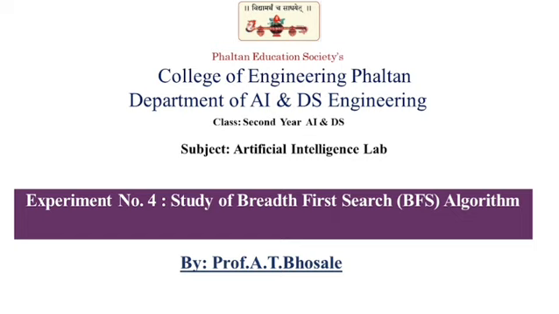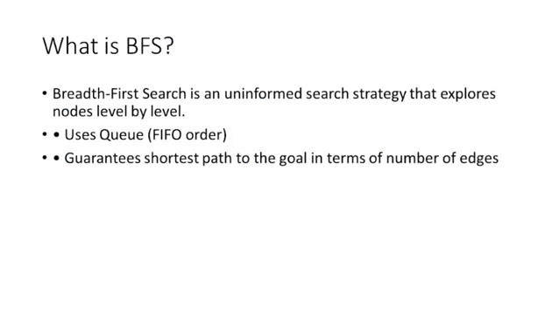Today we will study the best first search algorithm of Artificial Intelligence Lab, which is our experiment number 4. Best first search is also called the BFS algorithm. The best first search algorithm is also a type of uninformed search algorithm, like the depth first search that we have previously seen. Uninformed search algorithm means we don't know the value of the next node, that is, how much cost will be required to reach from node A to the next node B.